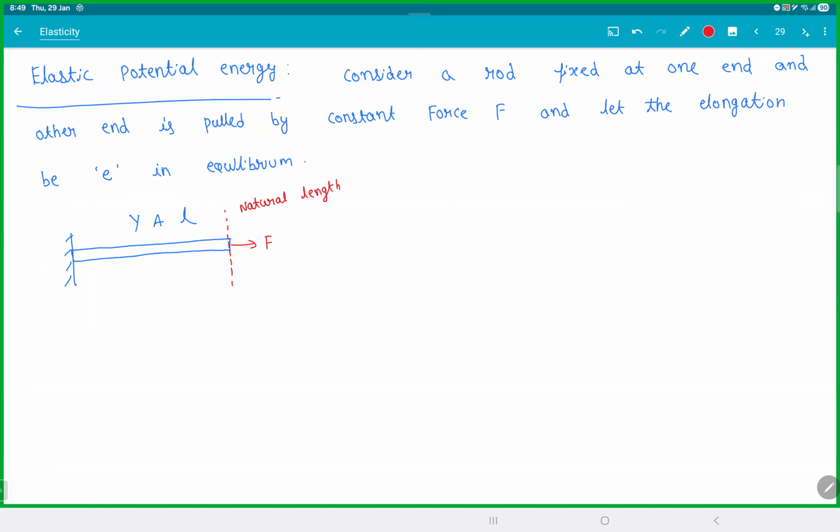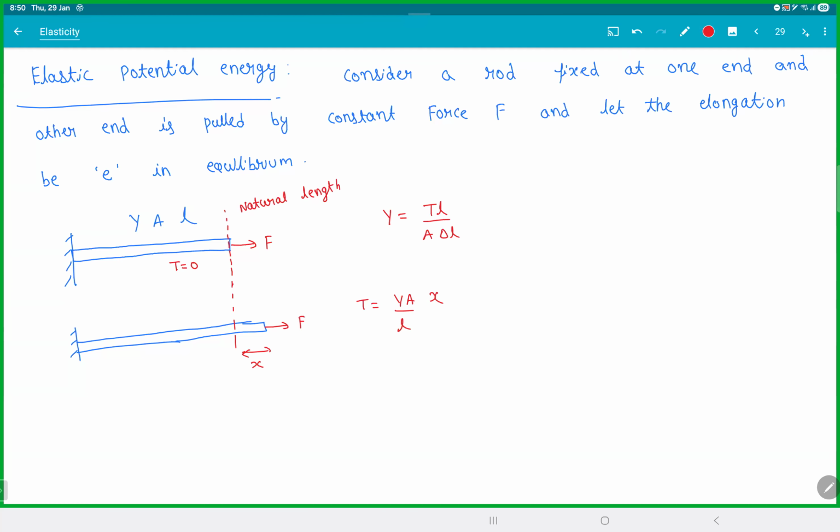Now, when you apply force F, initially the tension will be zero because you're at natural length. As you're pulling, the rod will start getting stretched. Let this elongation be X. Suddenly you won't reach equilibrium. So at this point, what will be the tension? We know from the formula Y is equal to tension into length by A delta L. So your tension will be YA by L into X. So your tension is not constant. Tension varies as you keep pulling.